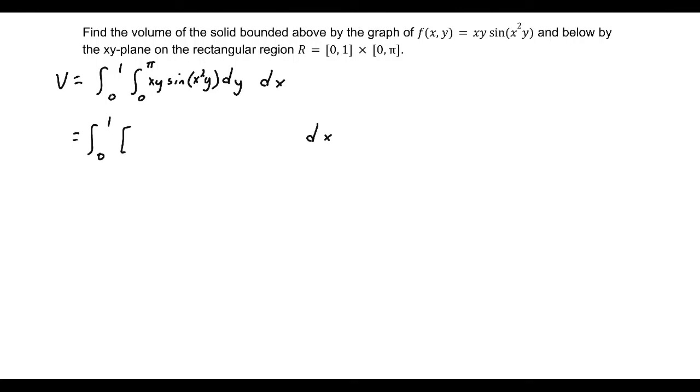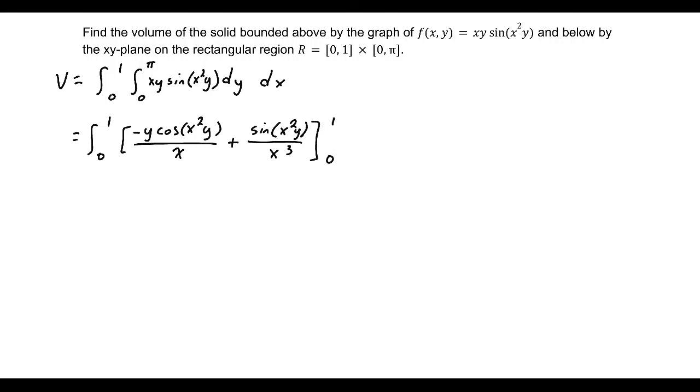of a fraction with a numerator of negative y cos(x²y) and a denominator of x, plus a fraction with a numerator of sin(x²y) and a denominator of x³. That function evaluated from 0 to π, and then finally our integral is with respect to x.